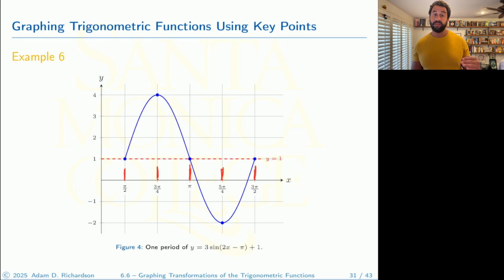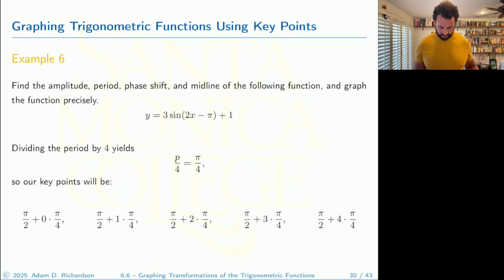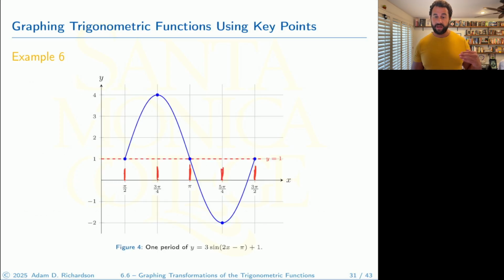Okay? Now the midline. Remember, there's a midline involved, and the midline is y equals 1, so we've got to shift everything up by 1. And then we have our amplitude. Our amplitude is 3. So we need to go to that midline and move up and down by 3 units. Up 3, down 3. And now we plot all of our points. Here's 1, 2, 3, 4, 5. And there's the graph.